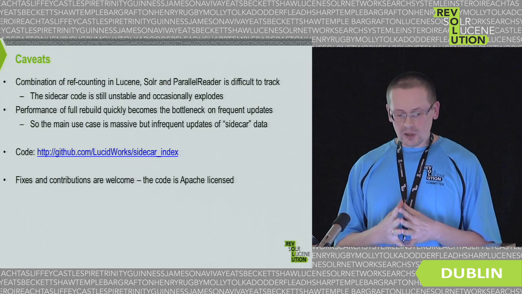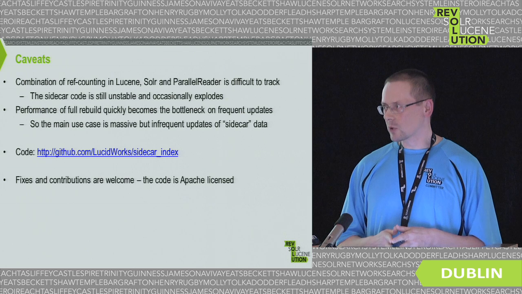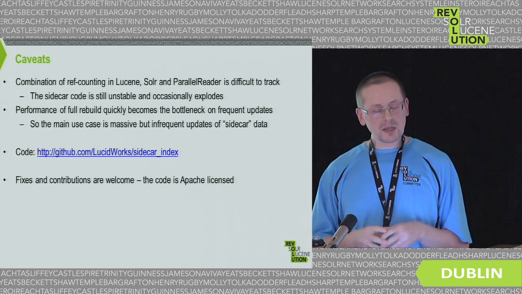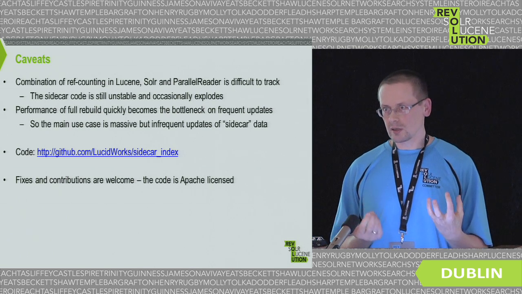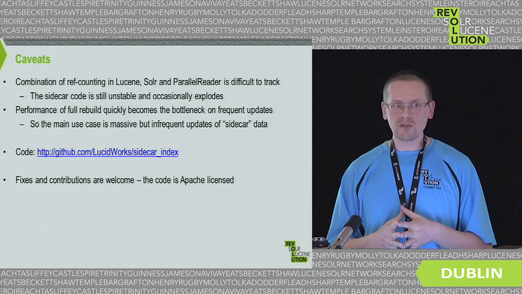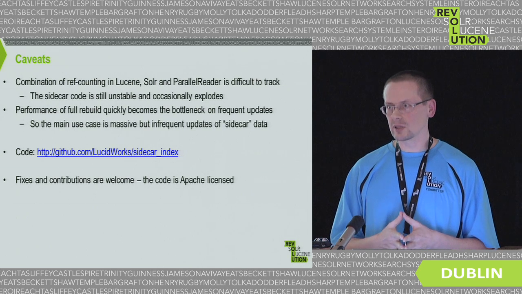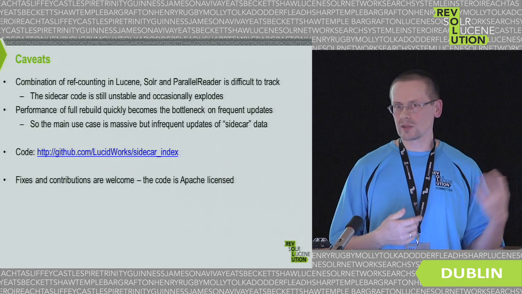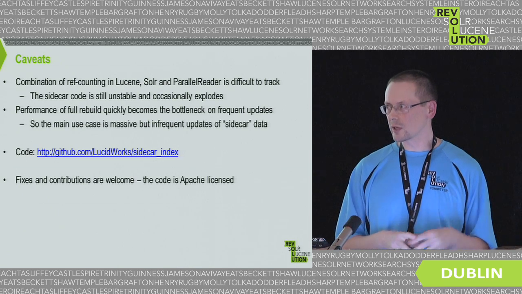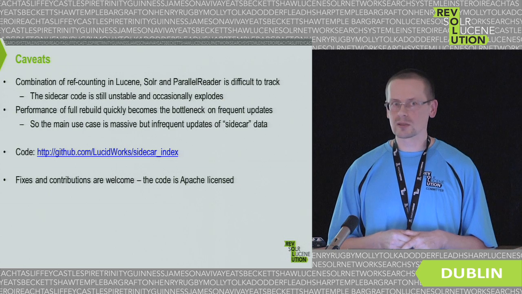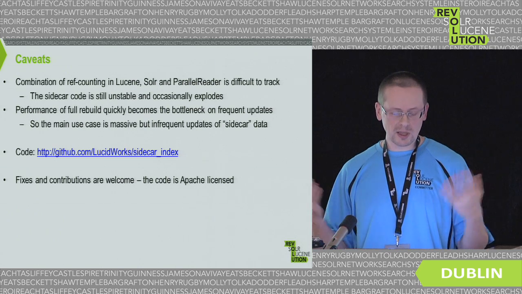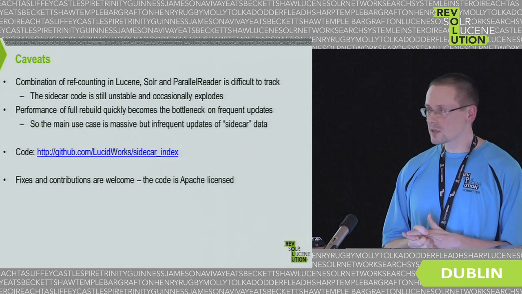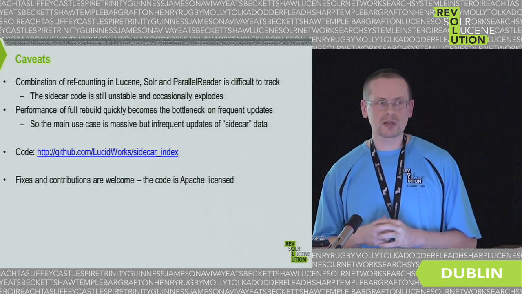And as I said before, the performance of this full rebuild quickly becomes the bottleneck on frequent updates. But the main use case for this, at least in our case, was that you have massive updates that touch basically every document in the collection. But this aggregation that we perform on click-through events is relatively infrequent. So you can pay this cost like once a day, perhaps. The code is there. It's Apache license, so fixes and contributions are welcome.